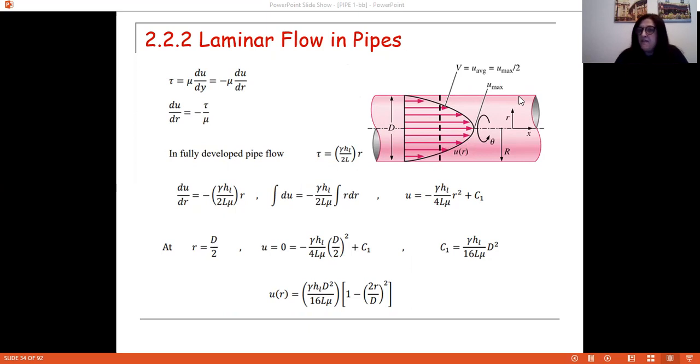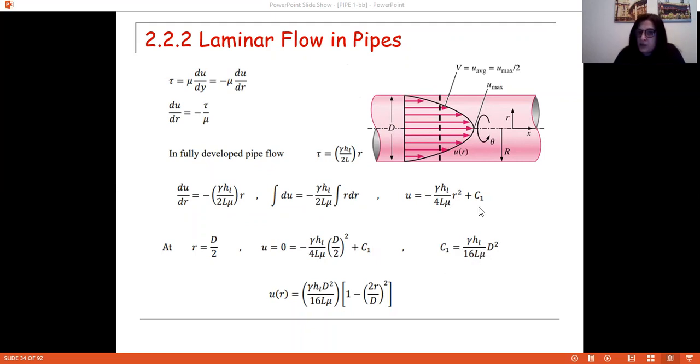What happens is the velocity at the wall will be equal to 0. This is due to that no slip boundary condition, again the things that we had discussed in the first chapter of 272. So when r is equal to half of the diameter, when r is equal to the radius, then u will be equal to 0. So from here, u is equal to 0, minus gamma HL over 4L mu, for r, I will write D over 2 squared, plus C1. From here, if you just solve for C1, you can obtain that it is equal to that.